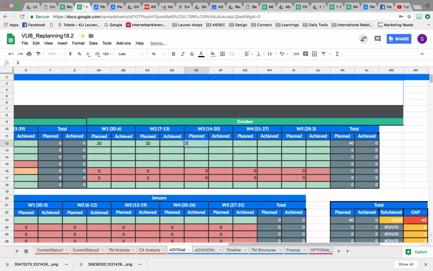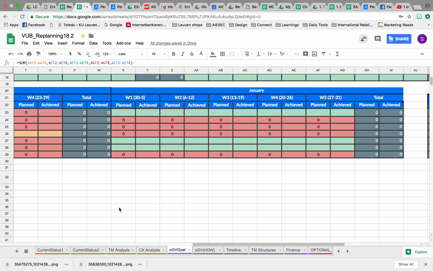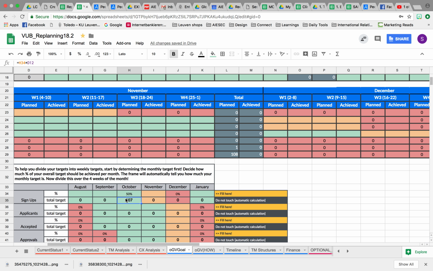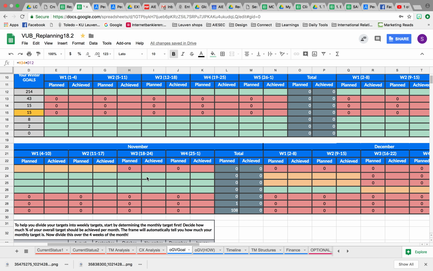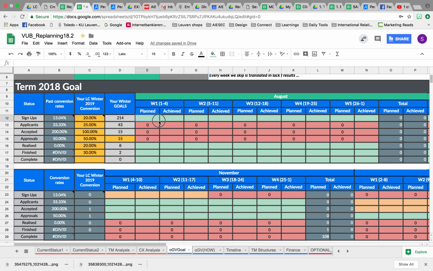And it will calculate here. So when you divide, of course, you need to make sure that the ultimate result here is the same as what you have here, 107. It's very straightforward. The only thing that you need to keep in mind is, of course, you see that the cells are colored here. So basically, green cells means that this is the peak moment when most of the results in this stage of the customer flow should be coming in.